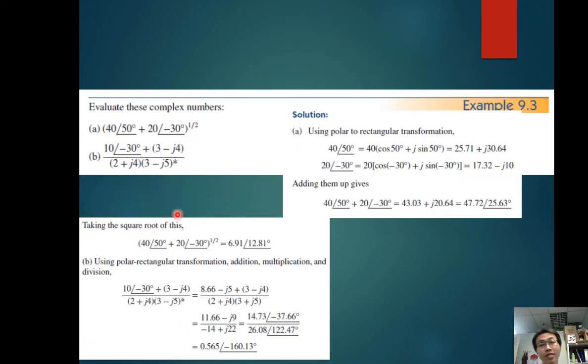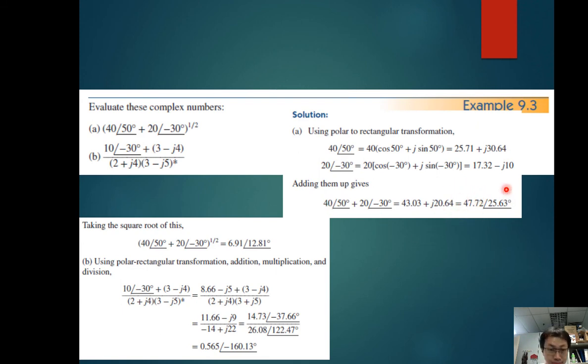Let's have a look at the example. Let's say I want to use 40 magnitude angle of 50 degrees plus a 20 magnitude angle of negative 30 degrees, and a square root 8. What I should do is use the polar to rectangular transformation. I transform this polar to rectangular first because it is an additive function. Then I transform 20 to become like this, and I add up together. Then I transform back to polar.